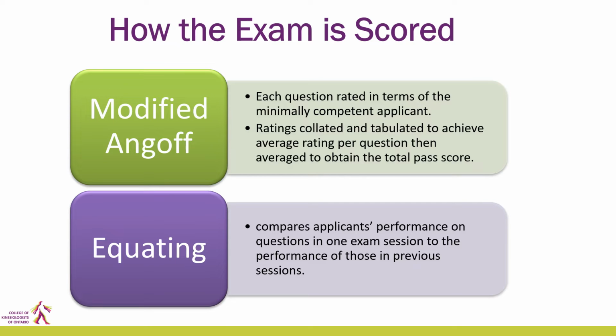The first, the modified Angoff method, requires each committee member to independently rate each question on the exam in terms of the minimally competent applicant. The ratings from all committee members are then collated and tabulated to achieve the average rating per question. These ratings are then averaged to obtain the pass score for the total exam. The equating method compares applicants' performance on particular questions on one exam administration to the performance of those in previous administrations. The purpose of this is to gauge the relative difficulty of the current exam and the relative strength of the applicants.